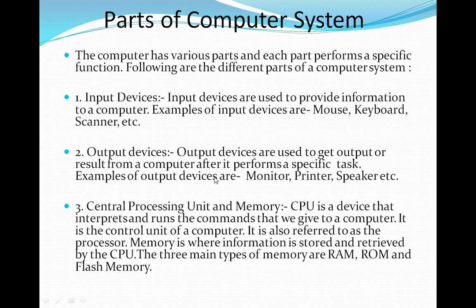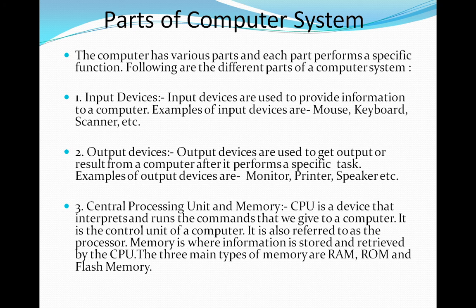And output devices are those devices which are used to get output or results from the computer system. For example, if we are doing any calculation on a computer, then we are providing instructions with the help of input devices such as keyboard or mouse, and we are getting the result on the monitor as an output. So monitor is an output device and keyboard and mouse are input devices.